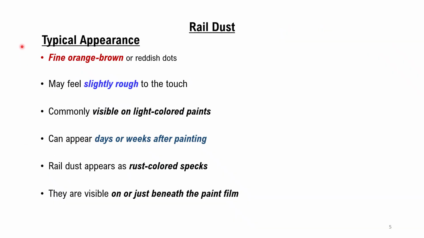The typical appearance of rail dust is as follows. Fine orange-brown or reddish dots may feel slightly rough to the touch, are commonly visible on light color paint, and can appear days or weeks after painting. Rail dust appears as rust-colored specks. They are visible on or just beneath the paint film.